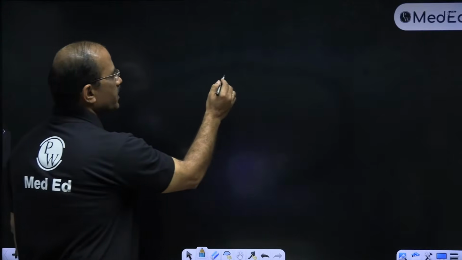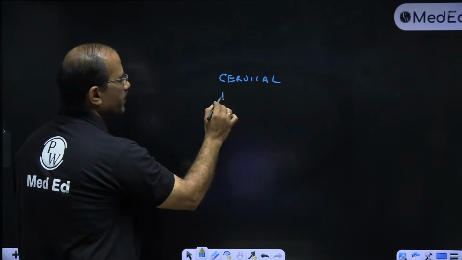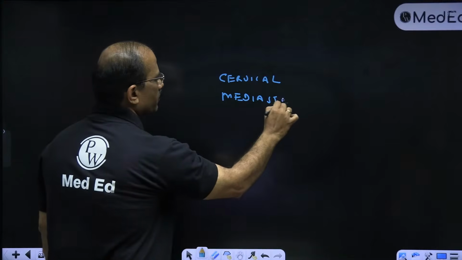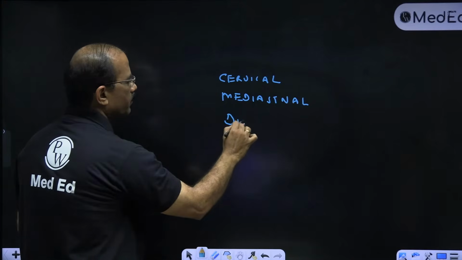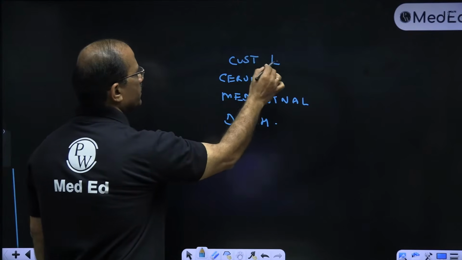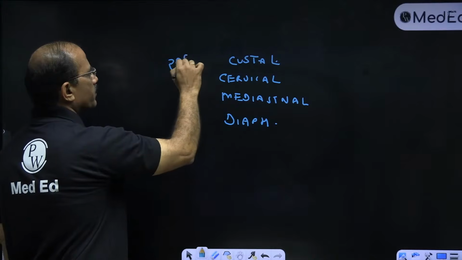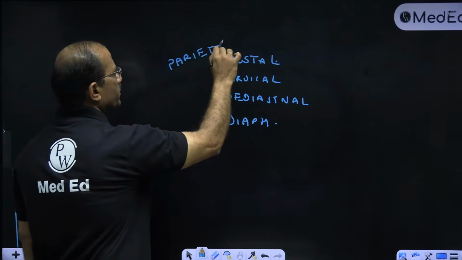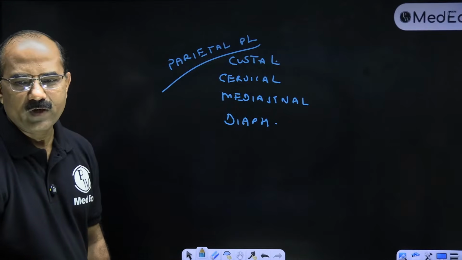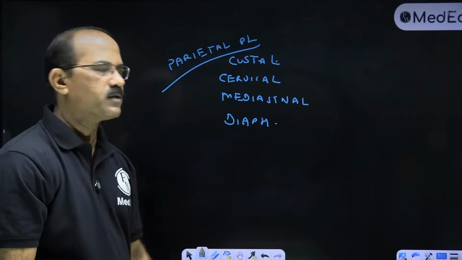Parietal pleura is of four types: cervical, mediastinal, diaphragmatic, and costal. So what is this? Parietal pleura. Costal, cervical, mediastinal, diaphragmatic. इसका nerve supply बोलो. Nerve supply is very important. इसका nerve supply is asked in the MCQs.